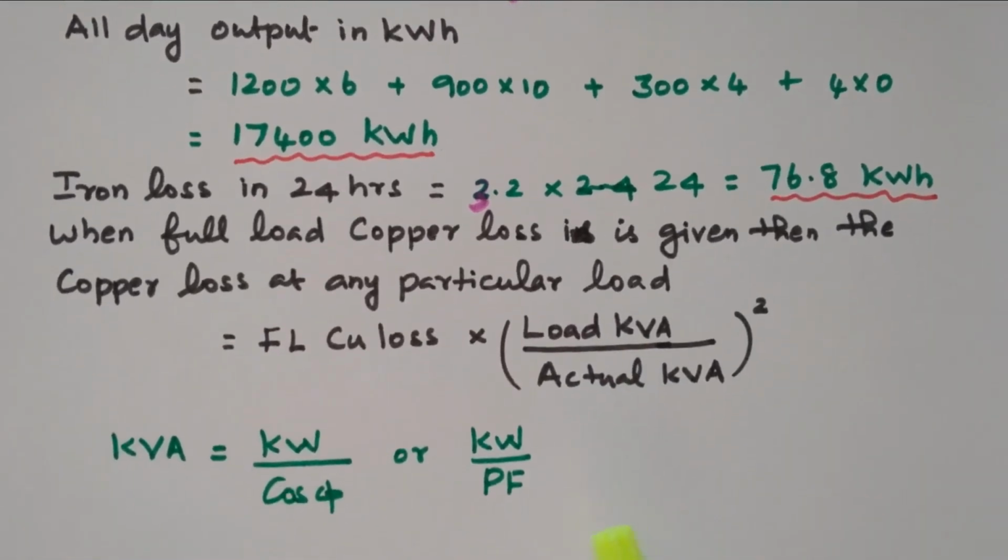How will you find the kVA? kVA equal to kilowatt divided by cos phi, that is power factor. So the load kVA and actual kVA we can find by this formula, kilowatt divided by power factor, so that we can find the copper loss for a particular load.